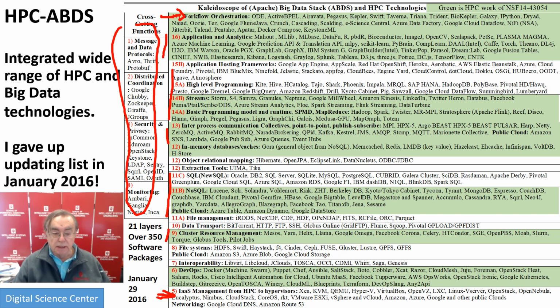Here we're managing the cluster, the file systems, the actual resource management, and we have various standards for interoperability, and we have DevOps, which is automating the infrastructure. So this is not all Apache Big Data. There are some commercial products here. There's some non-Apache open source like MongoDB. But they all come from the same community and represent the state of the art in big data systems.